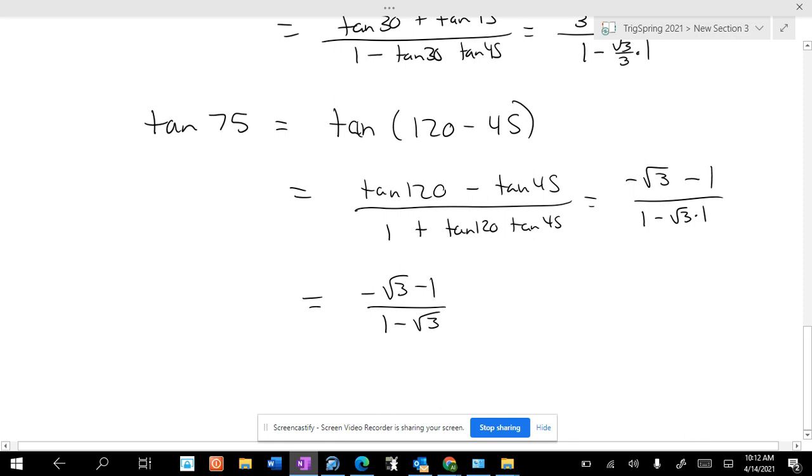Oh no, we have a square root in the denominator. What am I to do? Multiply by the conjugate of the denominator. The conjugate of the denominator is 1 plus the square root of 3.